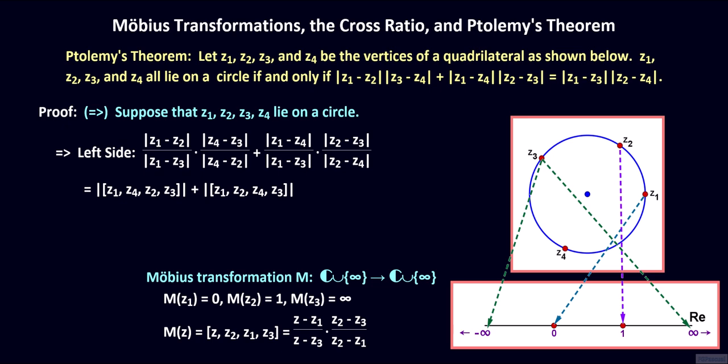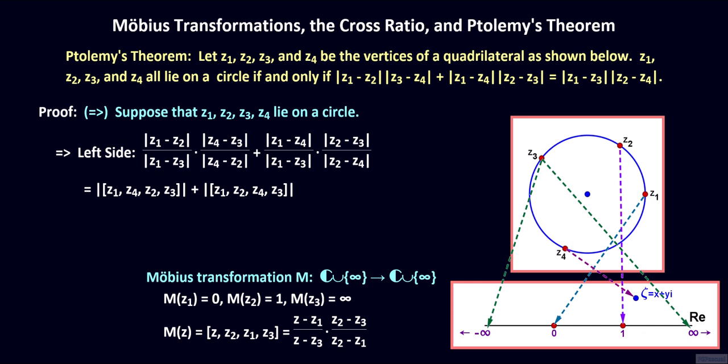We do not know exactly where m sends z4, so we'll just call m of z4 zeta, where zeta equals x plus y times i, where x and y are real numbers, and i equals the square root of minus 1. Möbius transformations map an isocline, which is either a circle or a line, in a one-to-one fashion onto another isocline, which again is either a circle or a line.